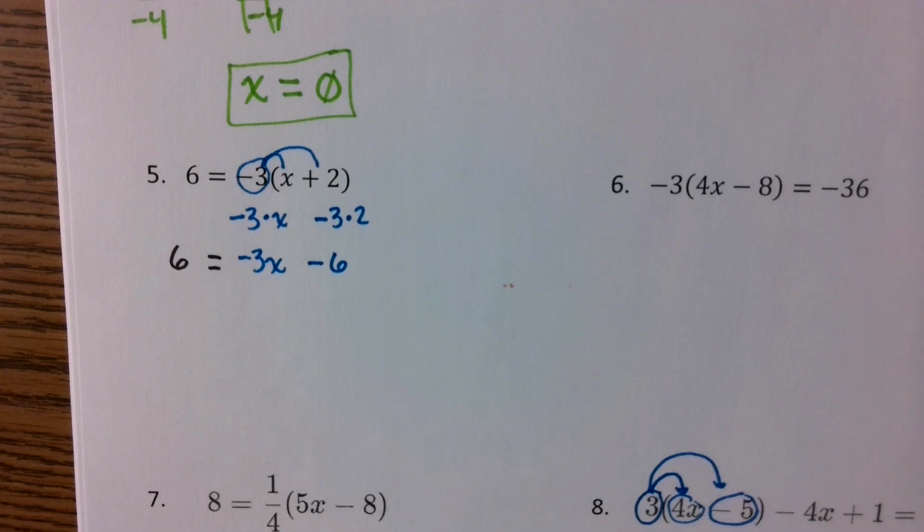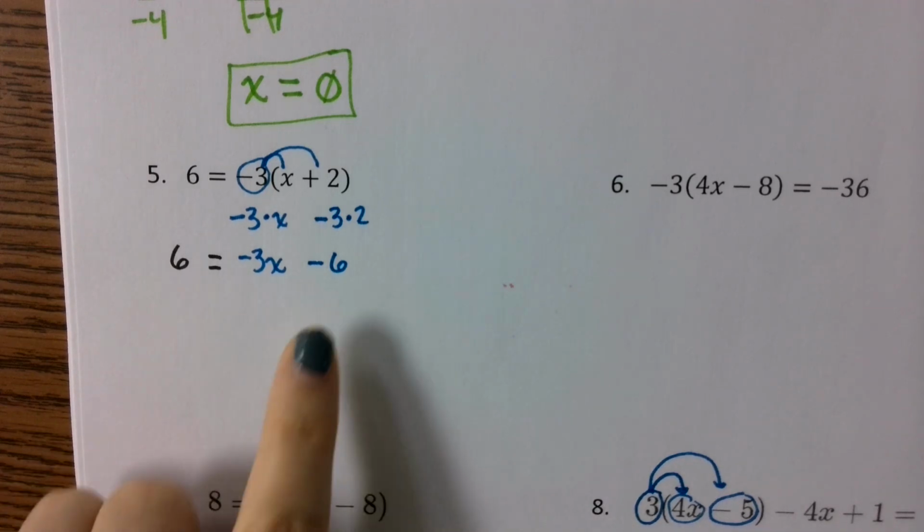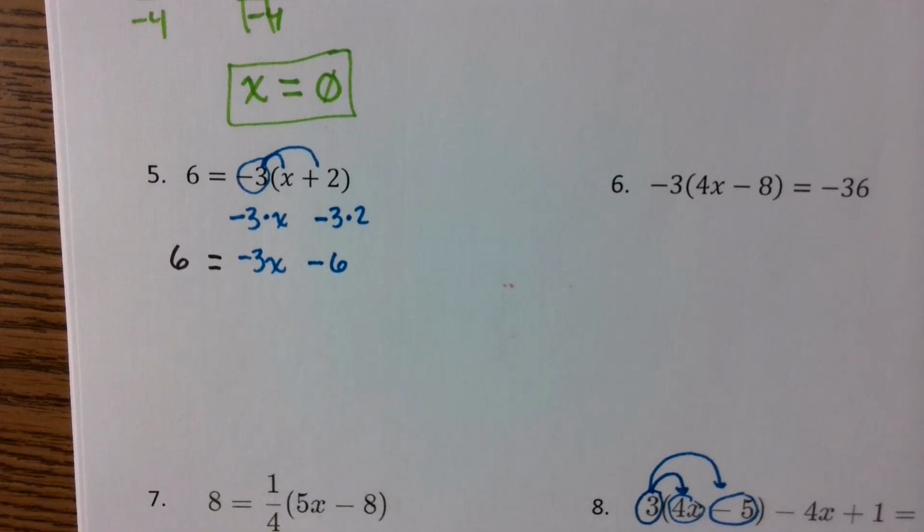Are there any like terms I can combine? No, not on either side, right? 6 is as simplified as it's going to get. And then negative 3x minus 6 is as simplified as that's going to get. So now we can start doing our inverse operations. What do I do first?